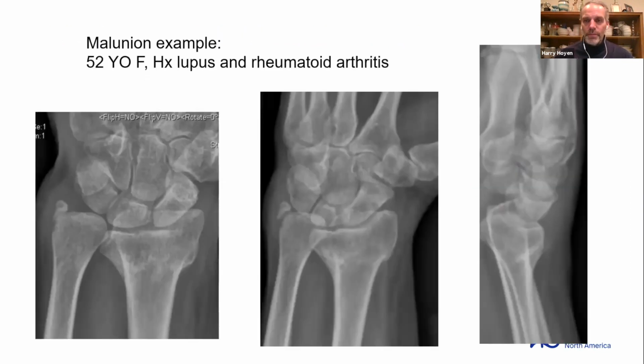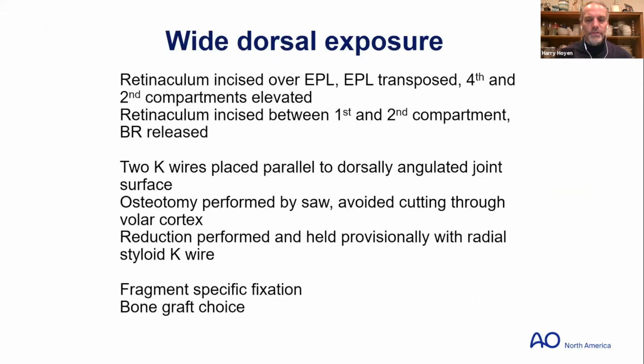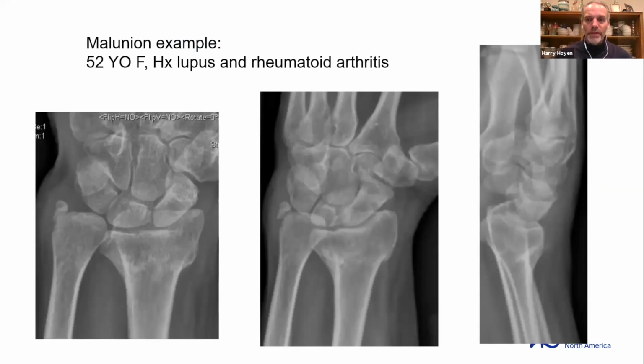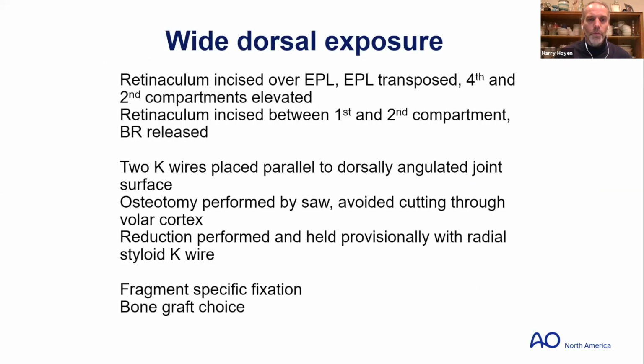So I'm going to show an example of an individual here as a malunion example, which is a mature malunion. I like that term that Dr. Stern has used. History of rheumatoid and lupus. I don't have the CT scan in this, but I chose a dorsal exposure. The reason I have this stepwise progression is that I think the steps are important. They're important to write down, they're important to think about. It's a wide dorsal exposure, whether it's going to be fragment specific or a single plate. I felt that this was best addressed from a direct buttress, especially given her comorbidities. Incising the retinaculum, releasing the brachioradialis, and then proceeding with your planning intraoperatively.